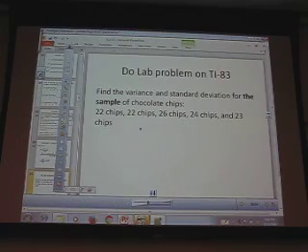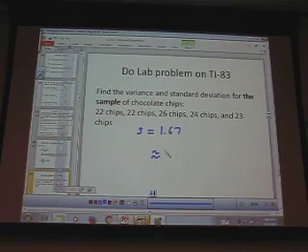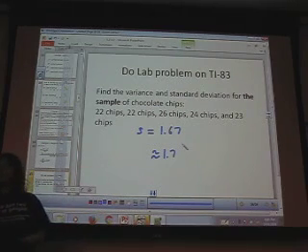So what do you guys end up with? You ended up with an S of 1.67. That should show you one more decimal place than your original data is in, so I would say 1.7. My original data has no decimal places, so my standard deviation should have one more than my original data is in.